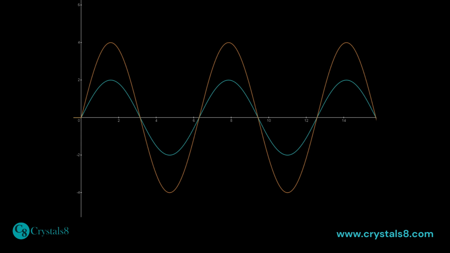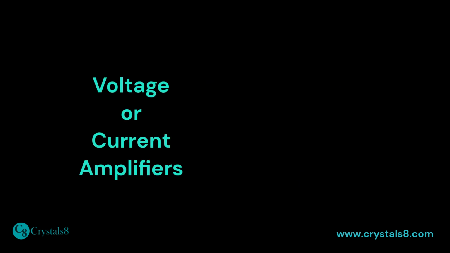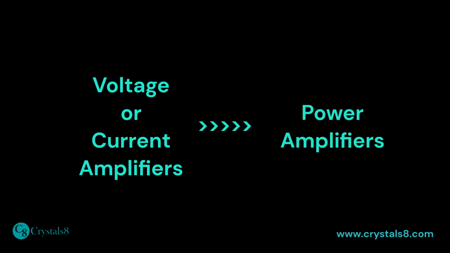A power amplifier's input signal must be above a certain threshold. Thus, instead of immediately passing the raw signal to the power amplifier, it is first pre-amplified using current or voltage amplifiers and sent to the power amplifier after doing required modifications to the raw signal.